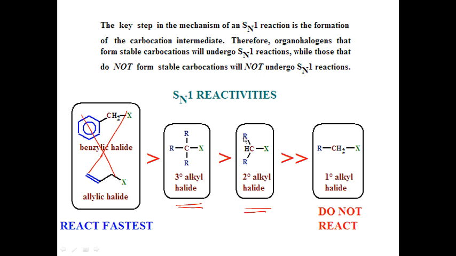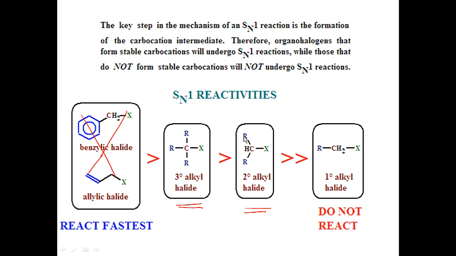What do I mean by that? Primaries undergo the fastest SN2s, but they don't undergo SN1, but that's okay because they undergo SN2. Tertiaries weren't able to undergo SN2 because of the steric hindrance around the carbon, but that's okay because they can form the most stable carbocations, and so they can undergo SN1.